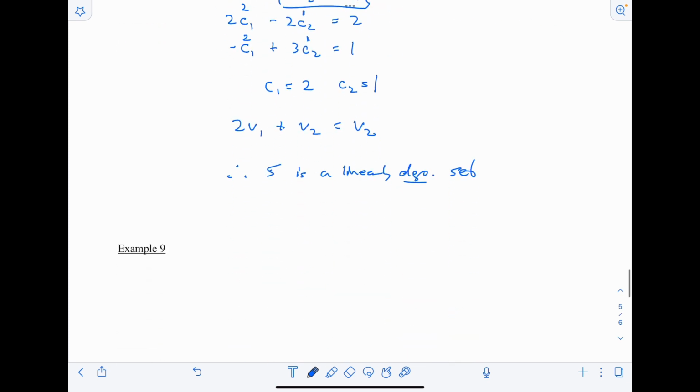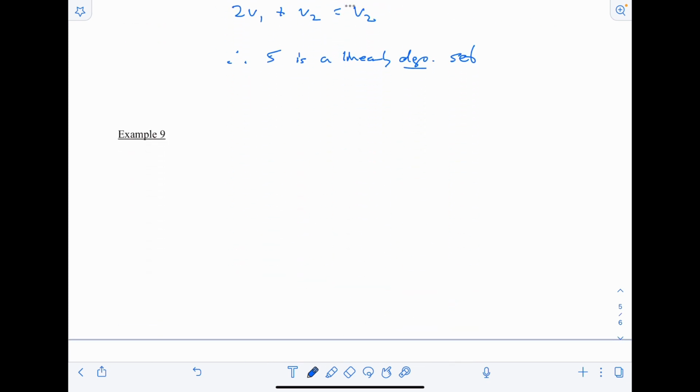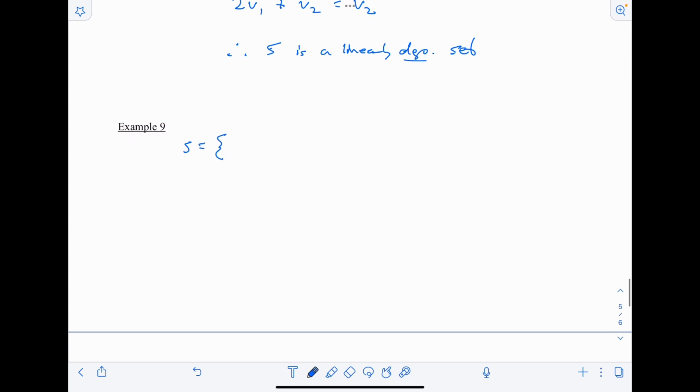Okay. All right, let's finish up with one last example. And let's take S. We're going to go back into the world of polynomials here. Let's take the polynomial 2 plus x plus 3x squared. So that's going to be our first vector. And then our second vector is going to be x plus 2x squared. So again, we'll call this V1, we'll call this V2, and we are now in second degree polynomials.